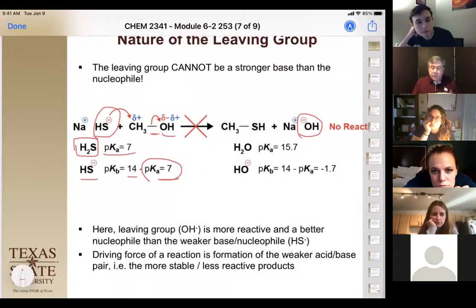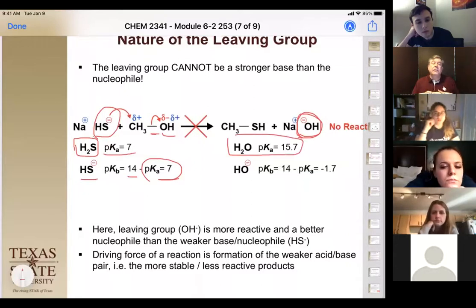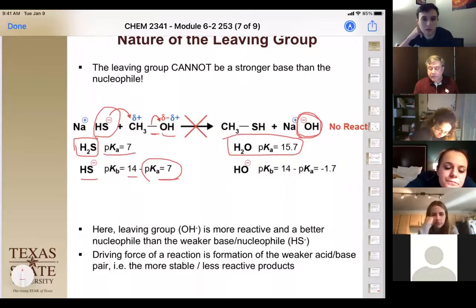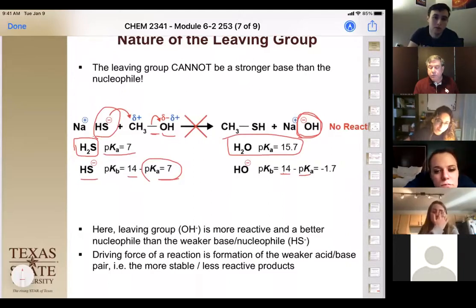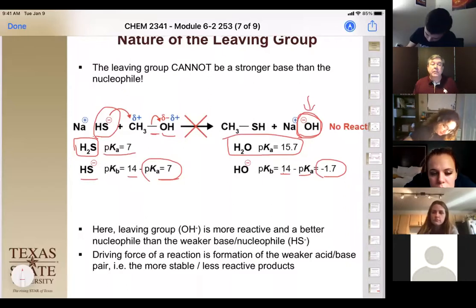Okay, so let's look at the leaving group here. If we protonate that to make it an acid, its pKa is 15.7. If we take 14 minus 15.7, we get negative 1.7, which means this is the stronger base. The leaving group can never be the stronger base. You always want to go to the weaker base to make this reaction drive.